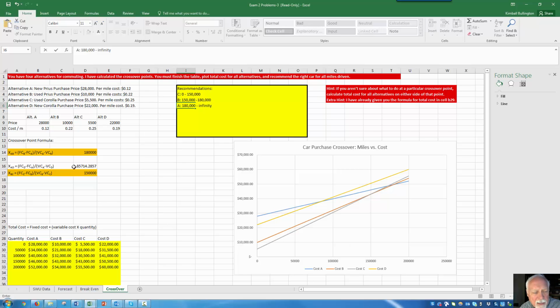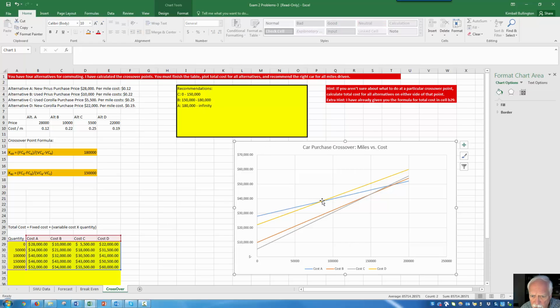If you look back here at 85,000, that's where alternative A actually beat alternative D, and so from that point on, D was eliminated, and that's why we never choose D. That crossover happens in a way that it's irrelevant. Do you see that? Here's this crossover up here, but it's not the lowest cost alternative. So it's essentially irrelevant.